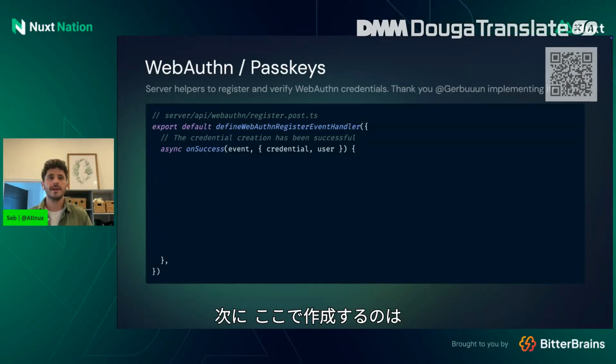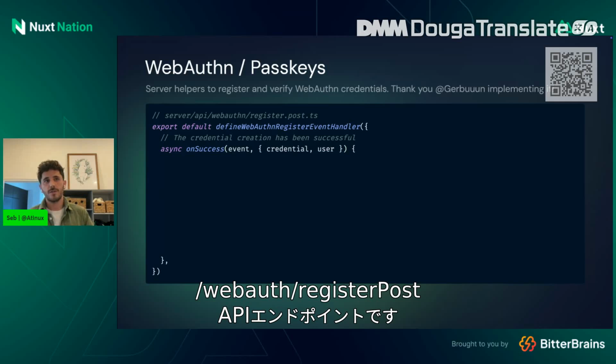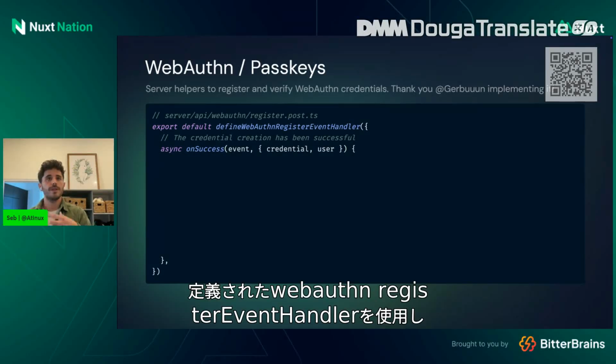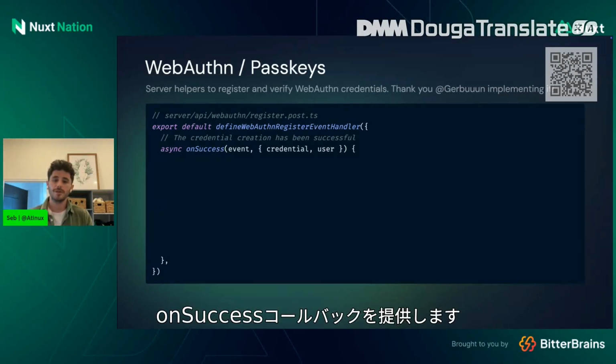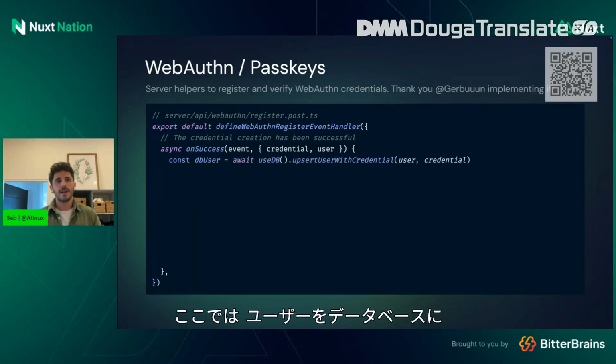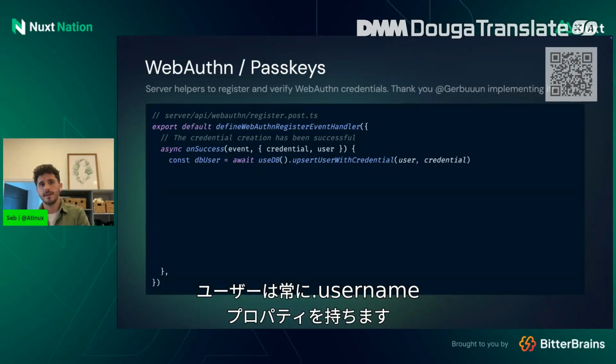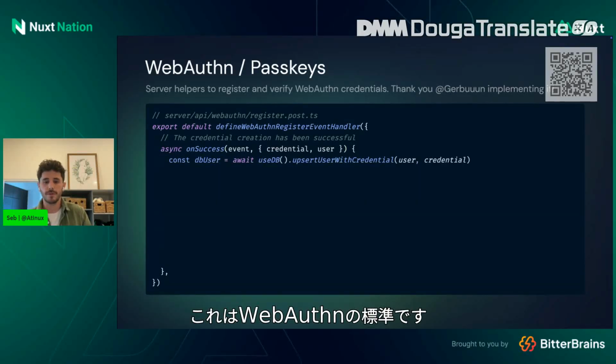Next, we are creating here a /webauthn/register POST API endpoint. And similar to OAuth, you use the defineWebAuthnRegisterEventHandler, and you give an onSuccess callback. Let's pretend here that I'm inserting my user into my database. So user will always have the username property, which is a standard for WebAuthn.